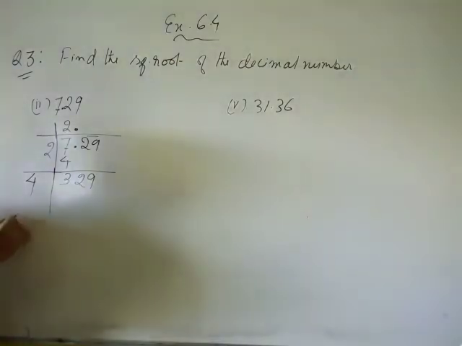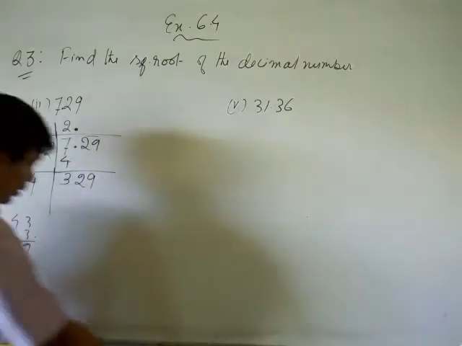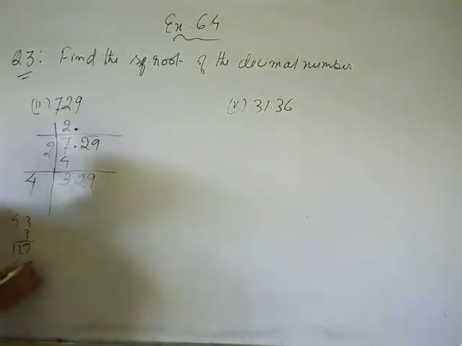So let's find out. 4 3s are 12? 3 3s are 9. 9 3s are 12. That's not possible. This is too small. Then we have to take 4 and 7.